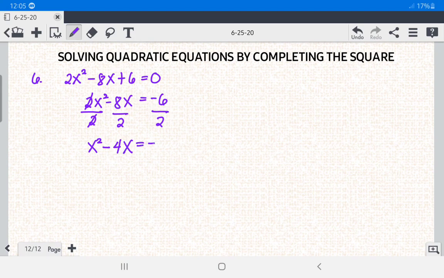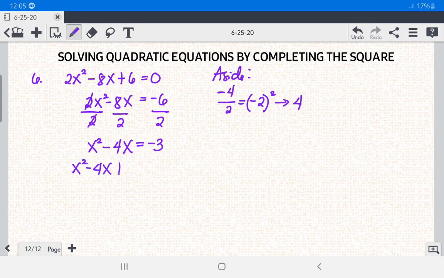So, making the left side a perfect square trinomial, we have to get the numerical coefficient of the linear term, which is negative 4. You divide it by 2, so we have negative 2. Then after that, you square it, so we have 4. Now, add 4 on both sides of the equation. So, we have x squared minus 4x plus 4 equals negative 3 plus 4.